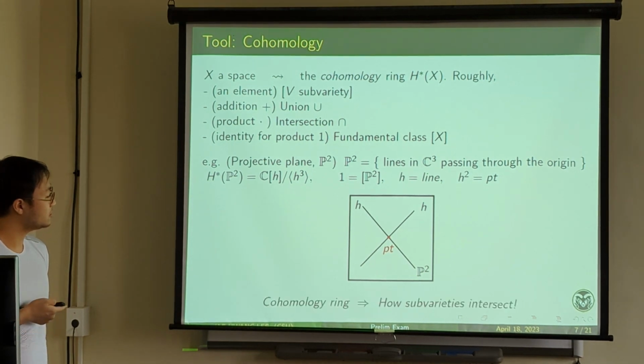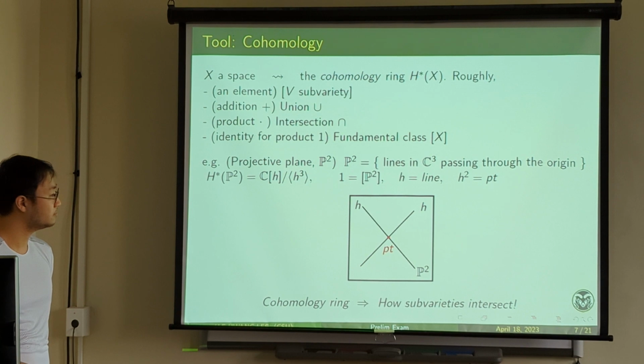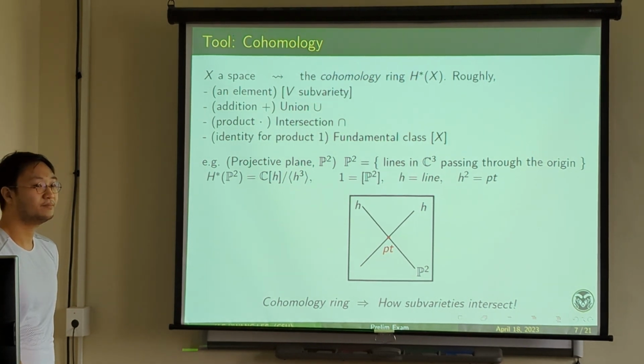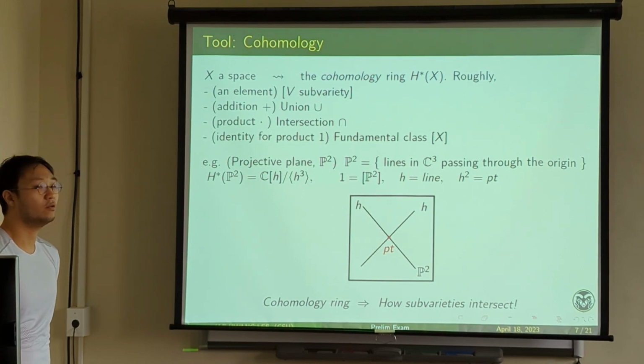So what the cohomology ring says is the information of how subvarieties are intersecting one another. Yeah. So if addition corresponds to taking a union, what is a polynomial like h squared plus 1? H squared plus 1. Because then you're taking a union with all of P2, right? Is it equal to 1 if you do that? Or is it something different?